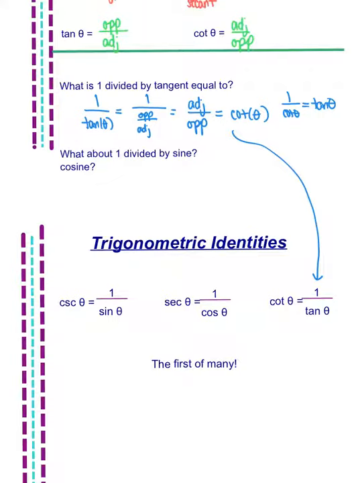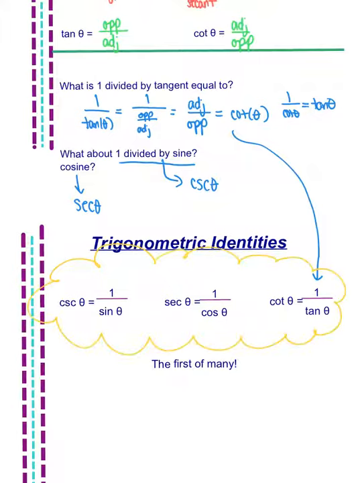All right, so the next question is, what about 1 divided by sine? Well, since you have reciprocals, if I have 1 divided by sine, I'm going to get cosecant of theta. And then what about cosine? What's 1 divided by cosine? Well, 1 divided by cosine should be the secant of theta. And so these are the first basic trig identities we're going to get, the reciprocal identities. They're the first of many identities that you have, and depending on how far you go through the course, that depends on which ones you're going to work with.